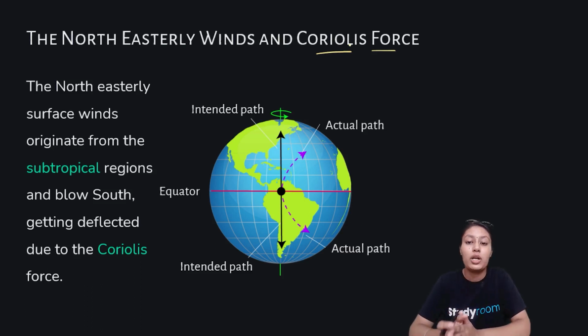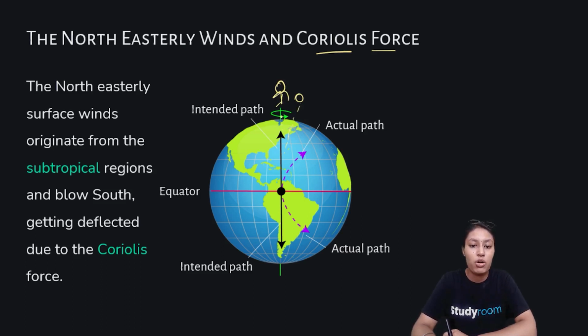But what is the reason behind this? For example, if I ask you to stand on the North Pole and I give you a ball and I want you to throw this ball directly towards a point A, do you think this ball will go towards point A? No, it will move certainly towards the right of the person, and it will fall somewhere here. It will move in this direction, towards the right.